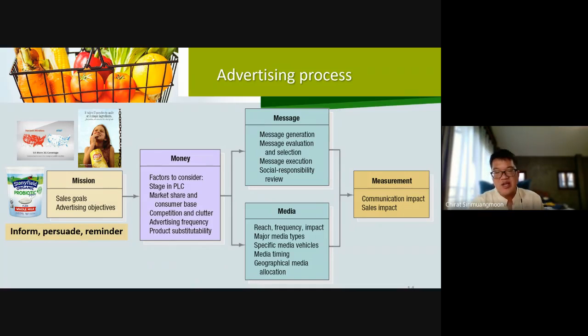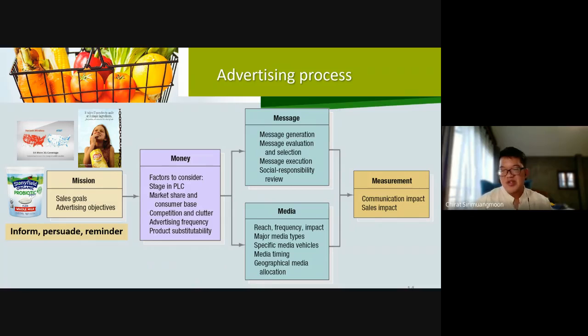The third one is combining message and media. How about the message? For the message, you need to generate the message, evaluate them, select them, and use it. So again, what we just talked about: please be concerned about information, the content that the consumer really wants to know. Sometimes you need to be concerned about social responsibility and the reviews too, because the message that you send should give a good look to your products.